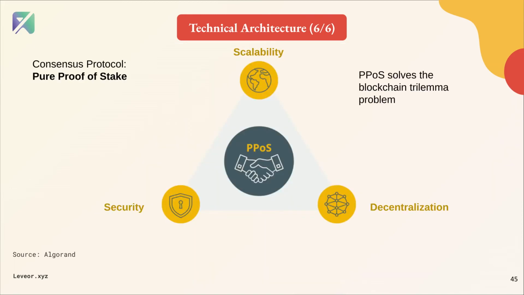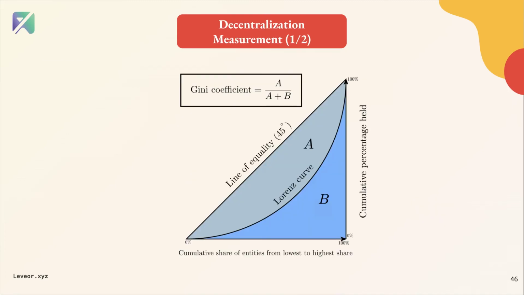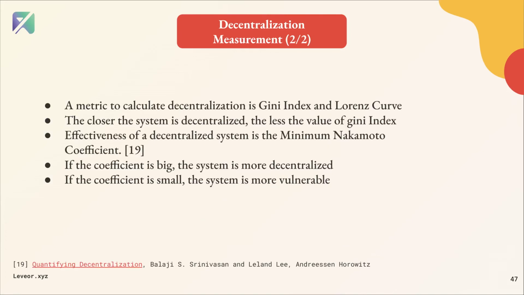To solve the blockchain trilemma, we are leveraging the power of pure proof of stake. For our solution, we have used two metrics to determine the level of decentralization. The Gini index determines how decentralized the components of a system are. The value can be 0 to 1 inclusive, 0 being the most decentralized and 1 being the polar opposite. The other one is the minimum Nakamoto coefficient, which denotes how many entities need to be compromised to take control over the system. The higher the number, the better the system.